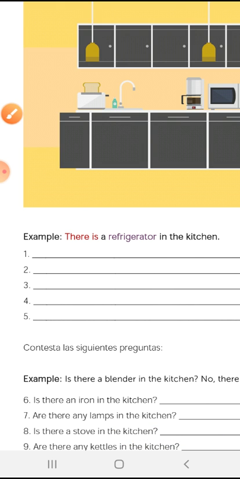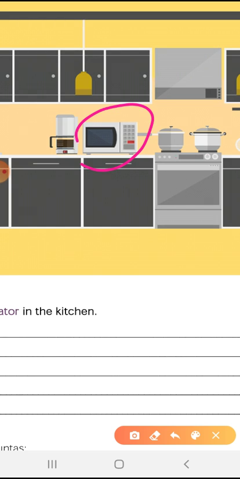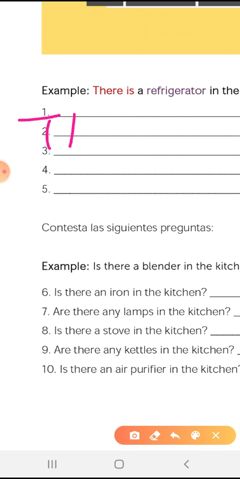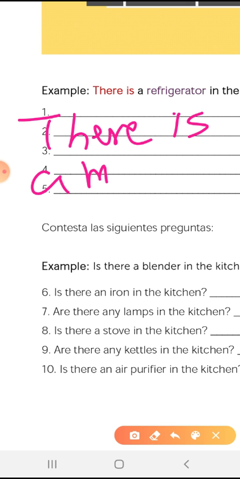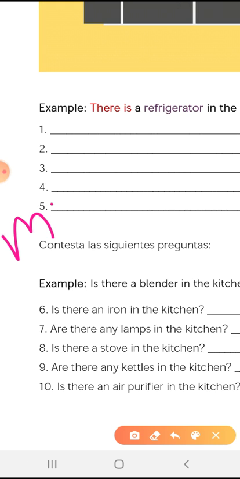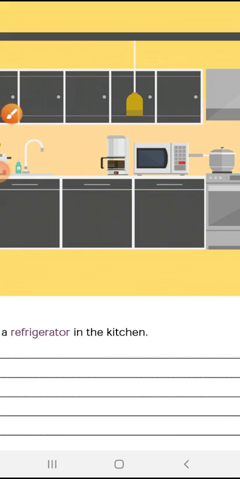Okay. Another example. Okay, we have a microwave here. Yes. Microwave. So let's write. There is a microwave in the kitchen. Okay?